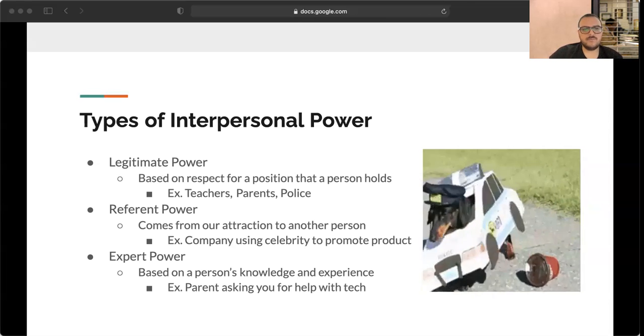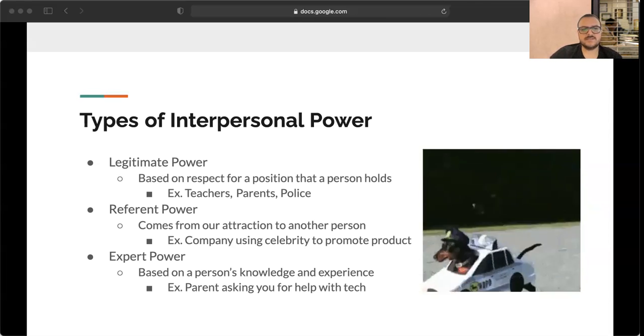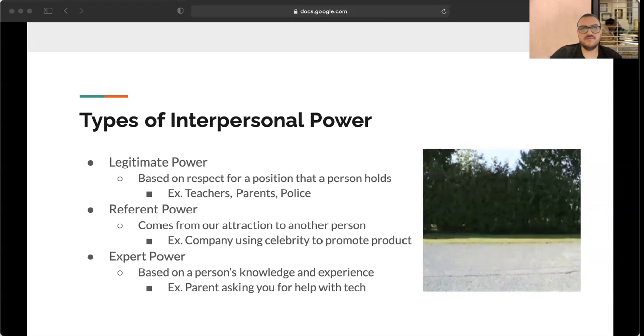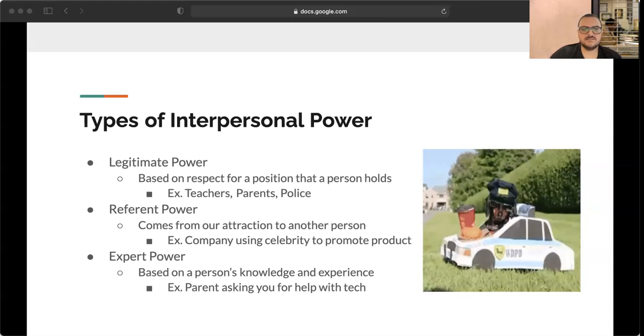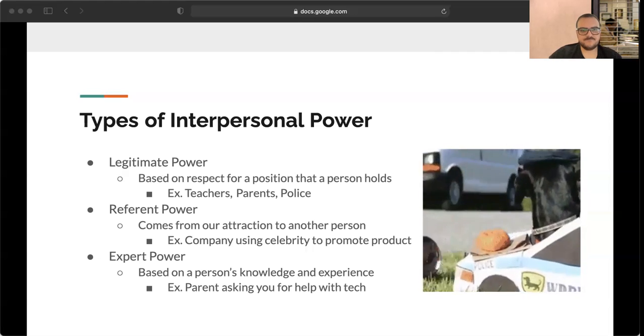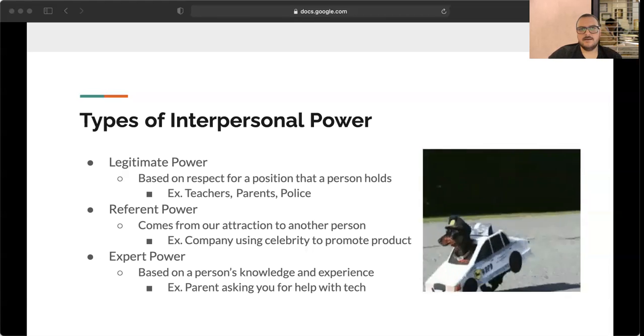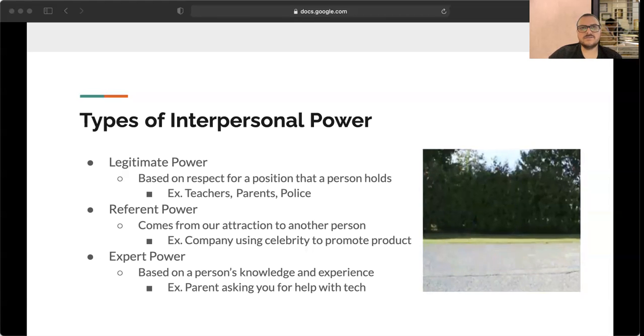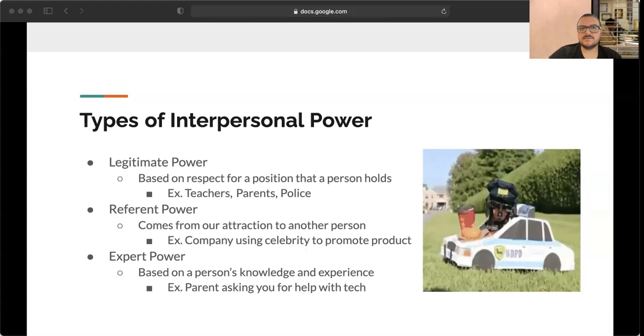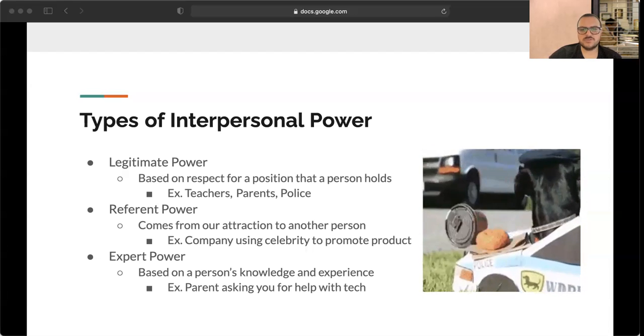The next is referent power, and that comes from our attraction to another person or even the charisma that a person possesses. So think of a company using a celebrity to promote a product. We're more inclined to maybe purchase that product because a celebrity we look up to is endorsing it.